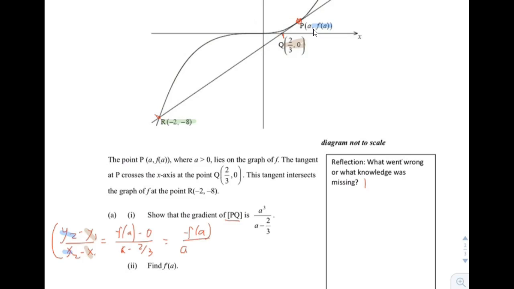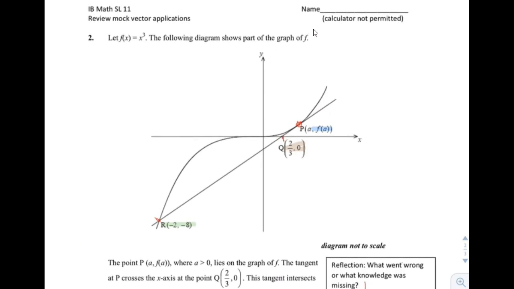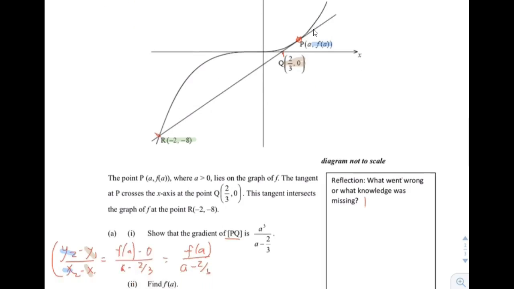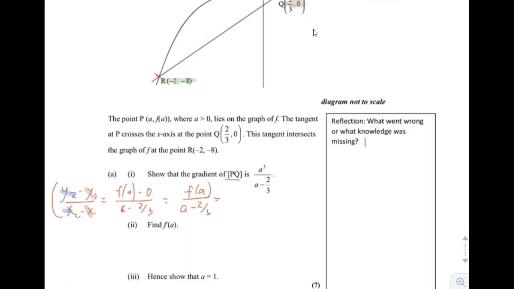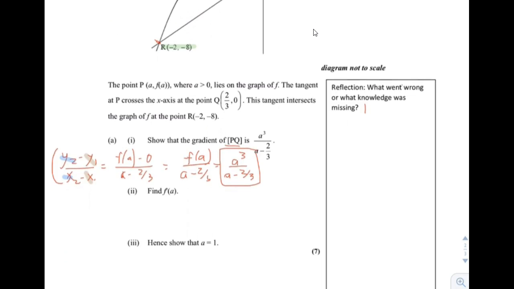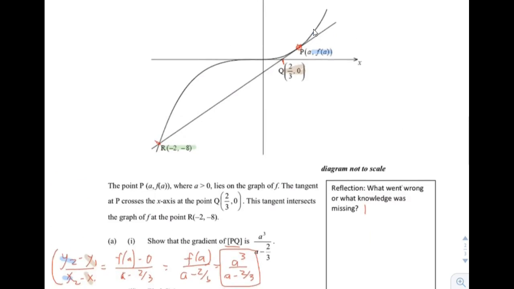And remember, f of a is just a cubed, right? If we put a in for the x, we get a cubed. So we have a cubed divided by a minus 2/3, which is exactly what we were supposed to find. Okay, then it says to find f dashed a. So they want us to find the derivative or the gradient of the function at point A.